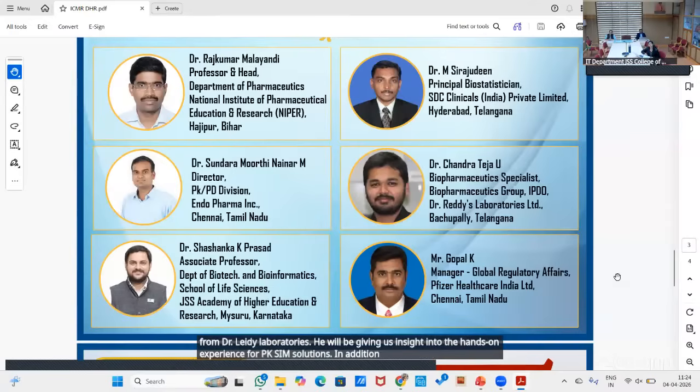In addition, we also have Dr. K. Shashanka Prasad, the faculty from JSS Academy of Higher Education and Research, who will provide insights on doing ADMET characterization for the newly developed molecules, or screening the ADMET properties of the various molecules which are developed, and the implications of the application of AI on the regulatory requirements. There will be a lecture by Mr. Gopal, manager from Global Regulatory Affairs, Pfizer Healthcare India Private Limited. So we have identified the experts, especially from industry as well as from academia.